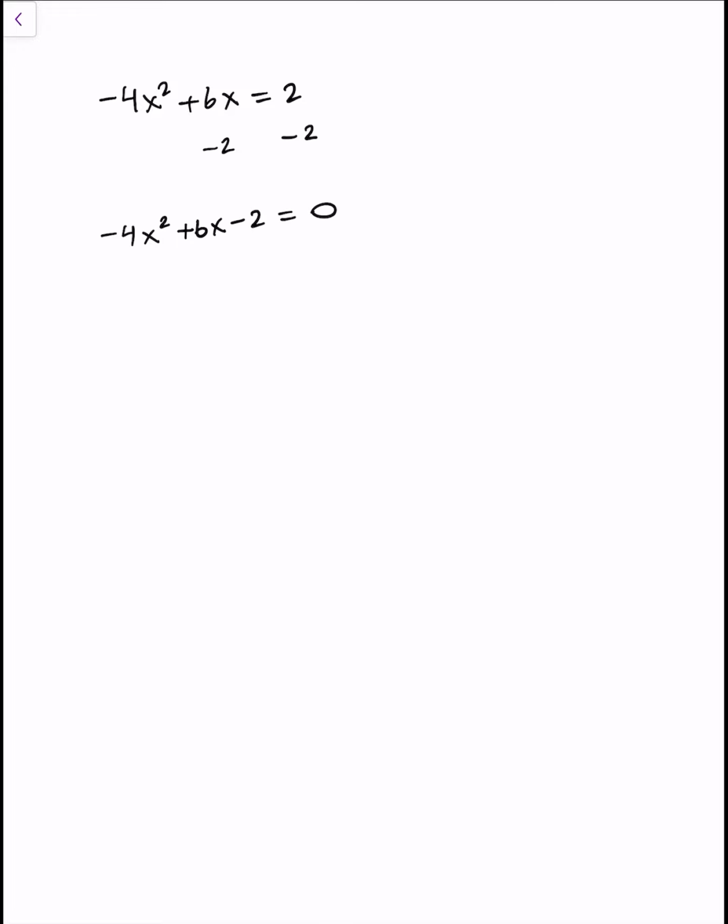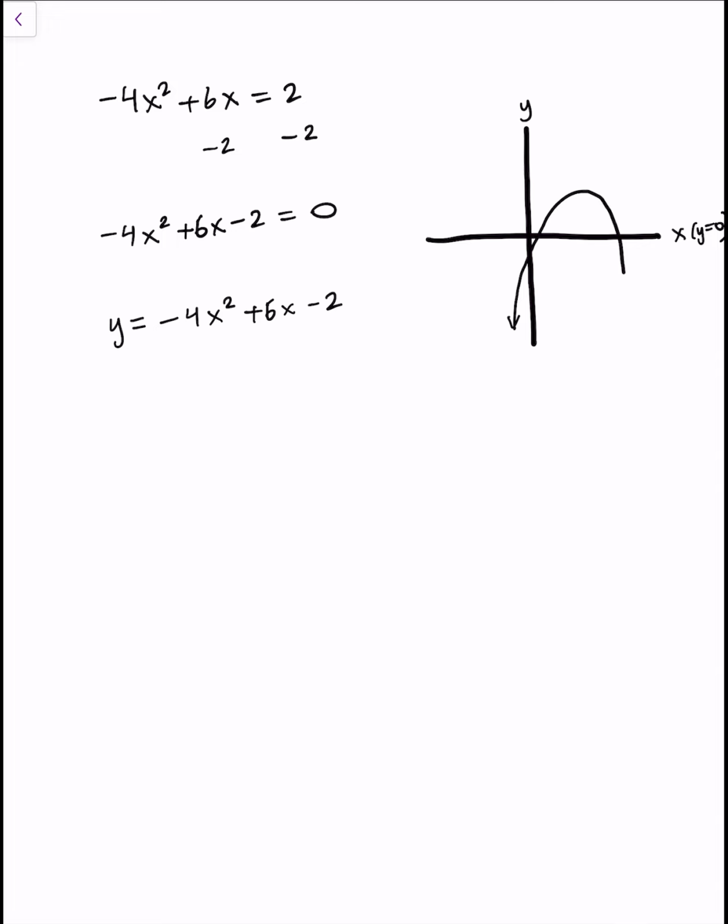Before I move on to the next steps, I want to explain what this actually means graphically. So what we're looking at is the equation y equals negative 4x squared plus 6x minus 2, and then we're just setting y equal to 0 and solving for x because we're trying to figure out where this parabola crosses the x-axis. And the x-axis occurs where y equals 0. And so this might look something like this. And we know that it points downwards because the coefficient in front of x squared is negative. Therefore, the parabola must point down.